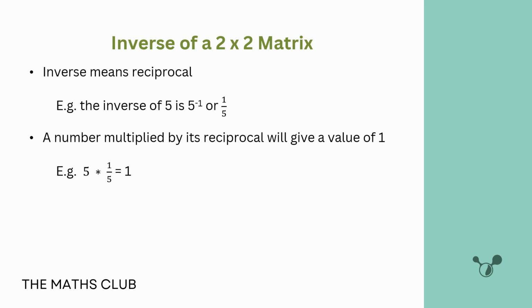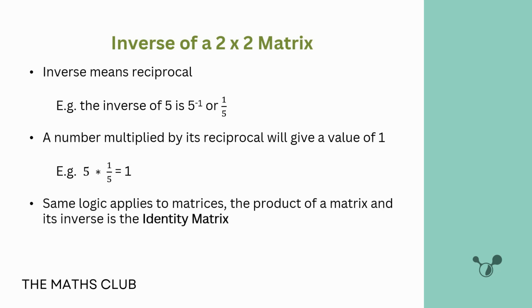Also, if I have a number and I multiply by the reciprocal, it will give me a value of 1. So if I say 5 times the inverse, which is 1 over 5, I will have the value of 1. Likewise, in matrices, the product of a matrix and its inverse is the identity matrix. So if I have a matrix A and it's a 2 by 2 matrix and I multiply by the inverse of it, I'm going to have an identity matrix. And we've talked about identity matrix in the previous videos. So that will be 1, 0, 0, 1.